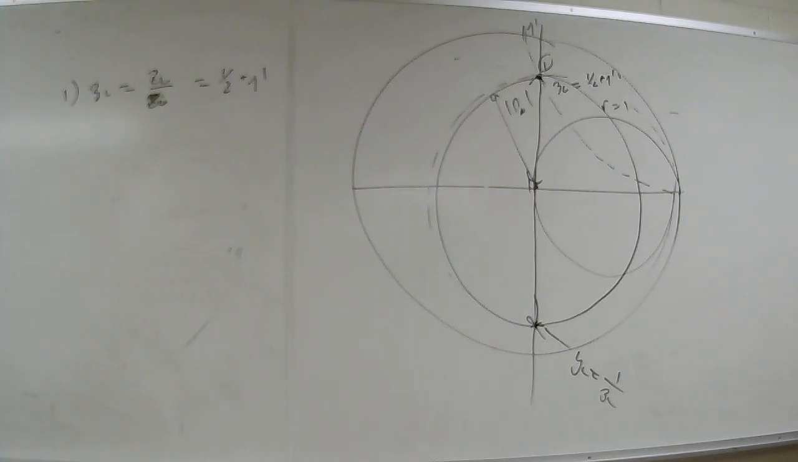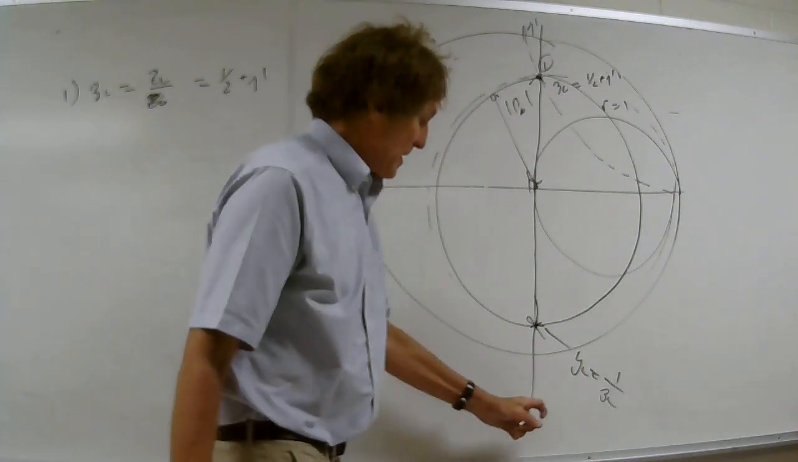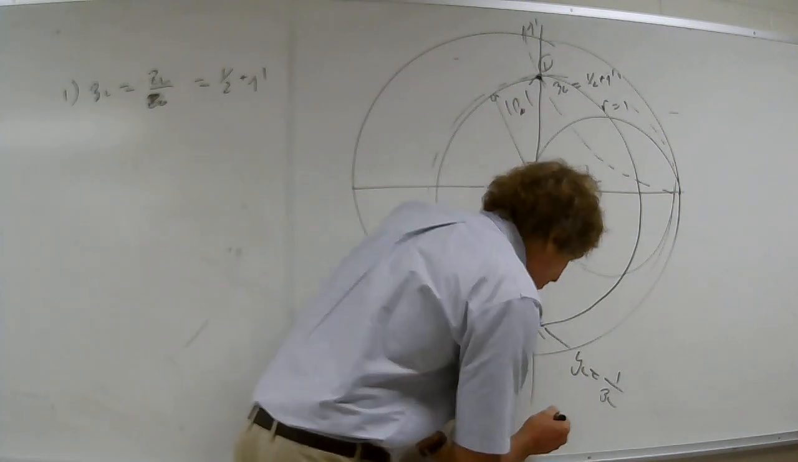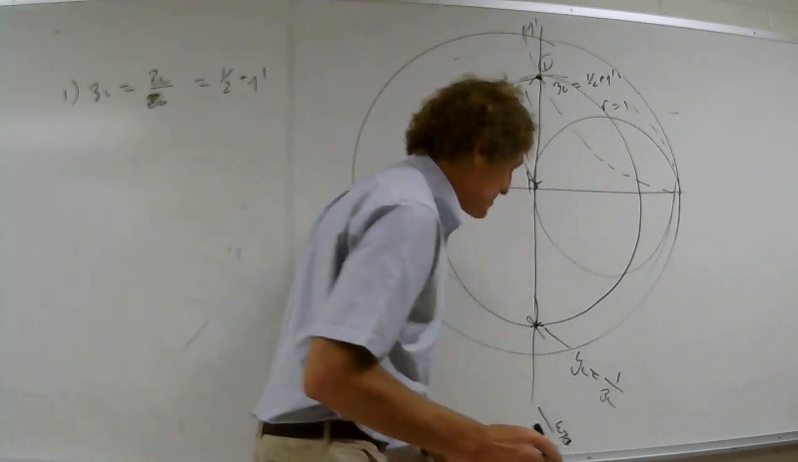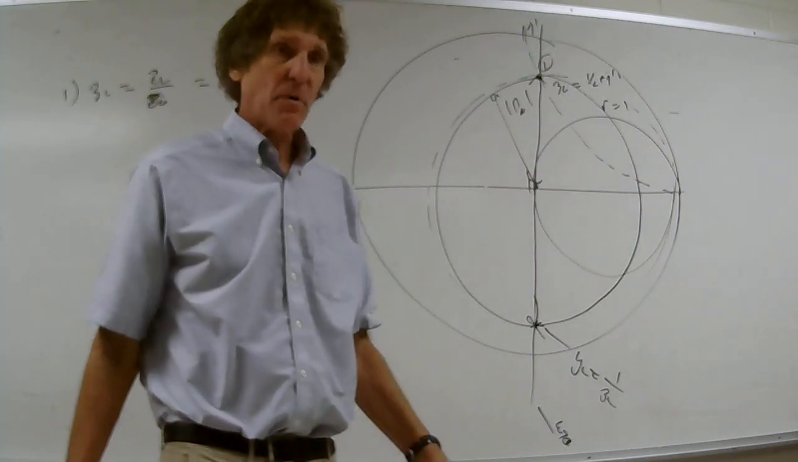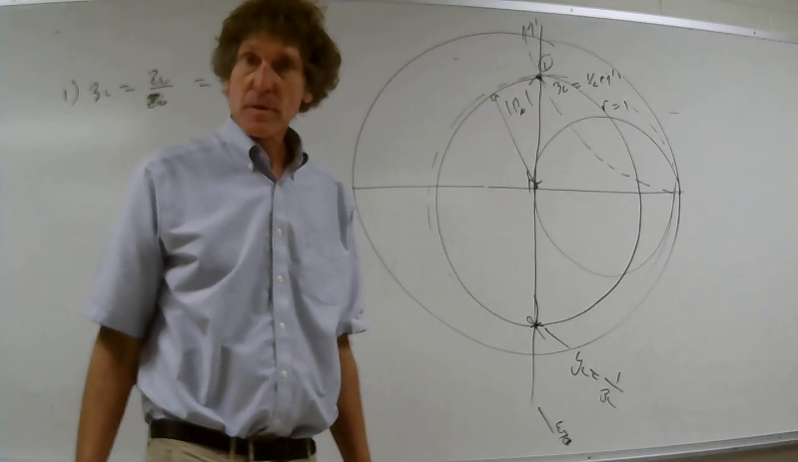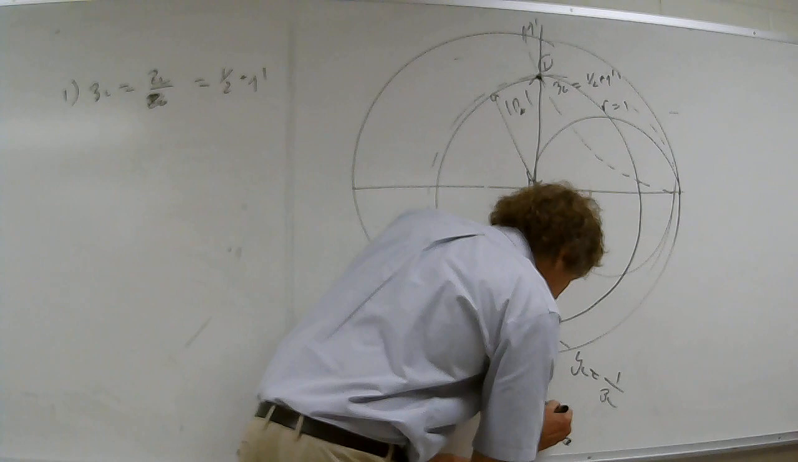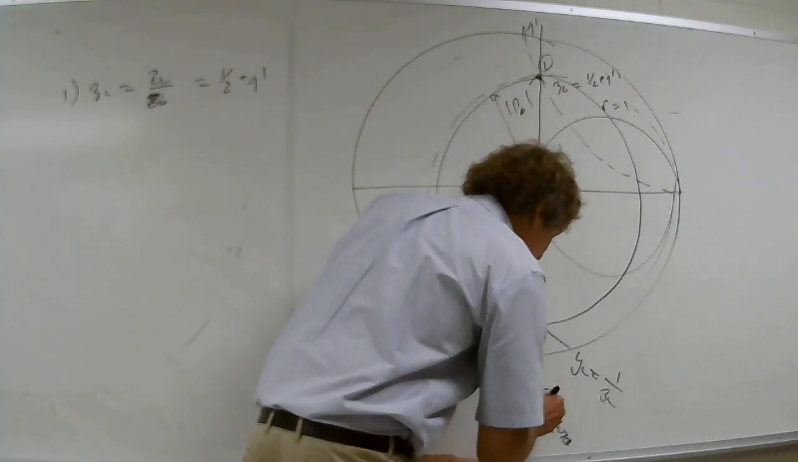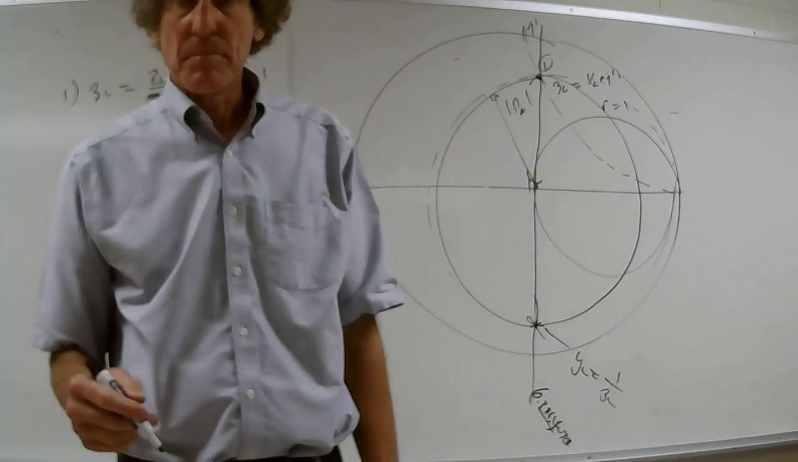Now, there's going to be a point here where you read something wavelengths towards generator. Can you just tell me about what that is? Eyeball it. I got 0.386. Anybody else? Yeah, I agree about that. 0.386 lambda. That's the starting point.